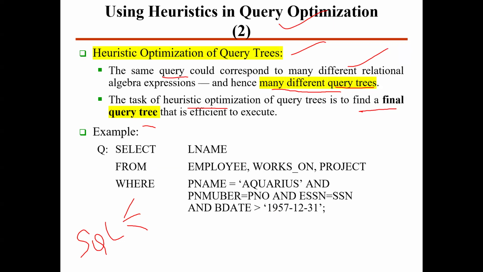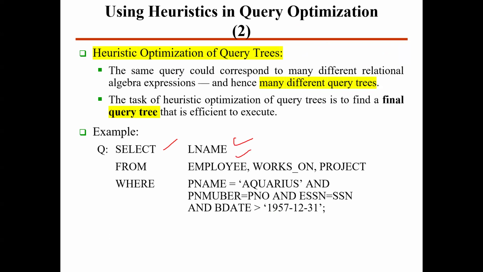For example, now let us take another example. We want to select the last name from how many tables? From the employee table. But who is working on a project called Aquarius? Okay, Aquarius. And who has the project number, who has a birth date as this. So we want to select the last name of the people working in the project called Aquarius, and the birth date is this.